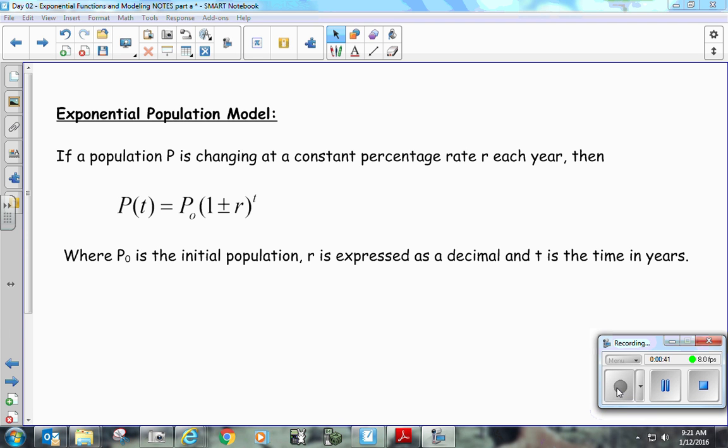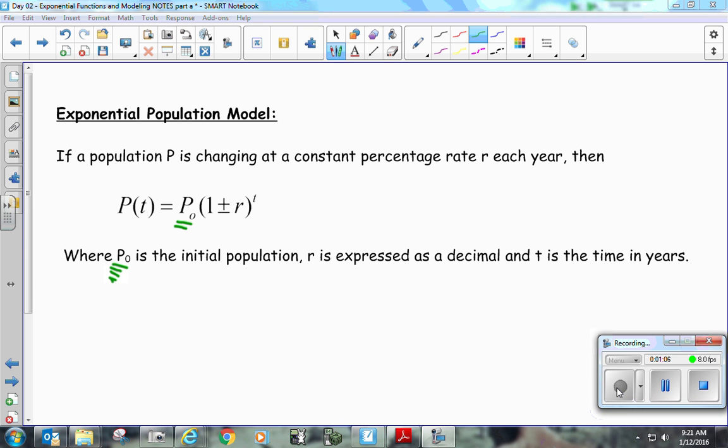Now, we've seen this before, kind of represented differently. And note down here, P sub 0, this is your initial population, which you can think of as an initial value. Didn't we just see initial value last class? That was the A, right? Then A, B to the X. It's the initial population.